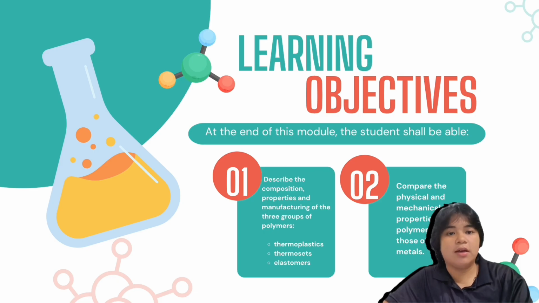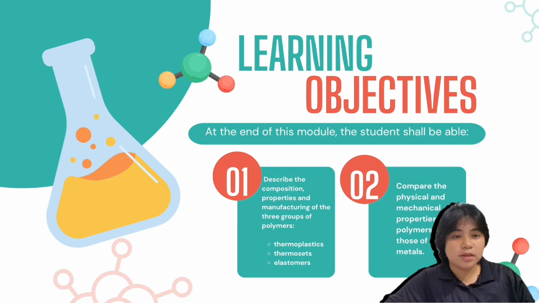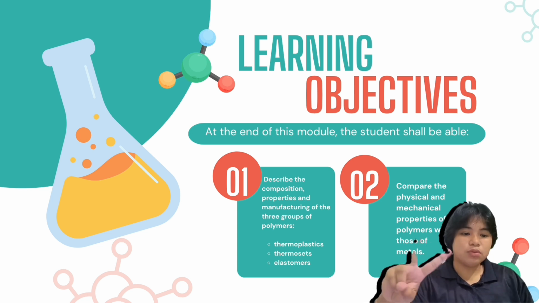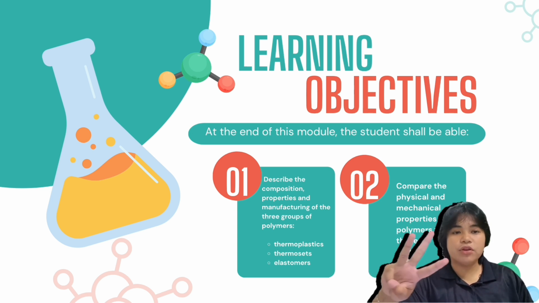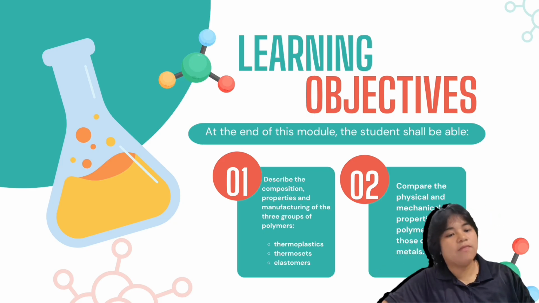At the end of the lecture vid, we should be able to describe the composition, properties, and manufacturing of the three groups of polymers. What are those three groups? Number 1, thermoplastics. Number 2, thermosets. And number 3, elastomers. Then number 2, learning objective, we should be able to compare the physical and mechanical properties of polymers with those of metals.